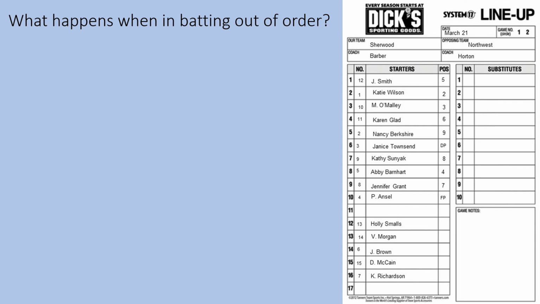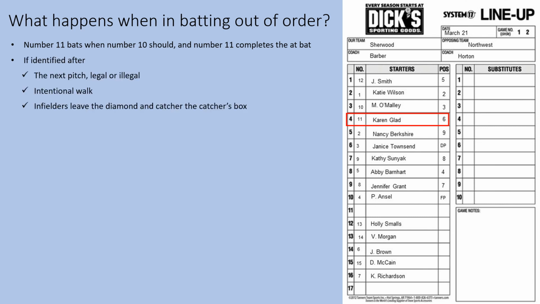Okay, let's look at a different set of circumstances. First, let's remember that in this scenario, number 11, Karen Glad, is batting for number 10, Maddie O'Reilly, and she completes her at bat. However, it's not identified until after a pitch is thrown, whether a legal or illegal pitch, or an intentional walk is awarded to Nancy Berkshire, who follows Karen Glad, by the way, or the infielders leave the diamond and the catcher leaves the catcher's box.